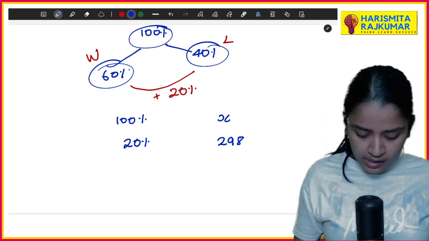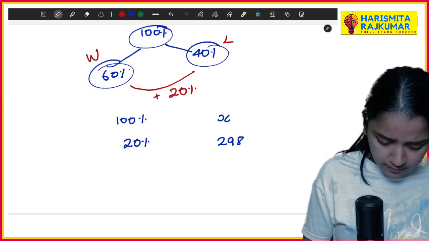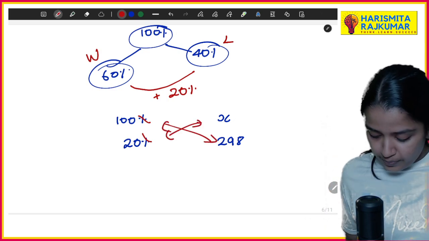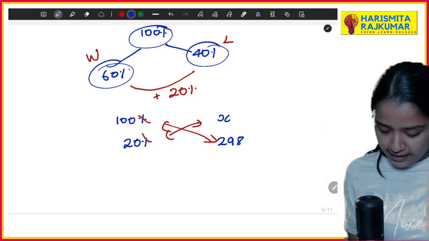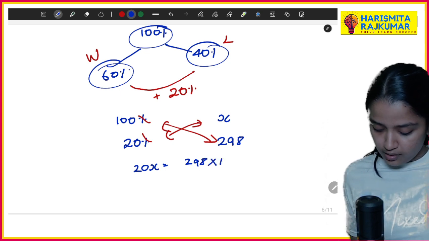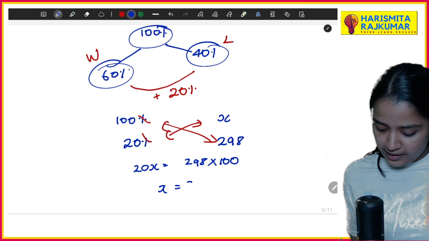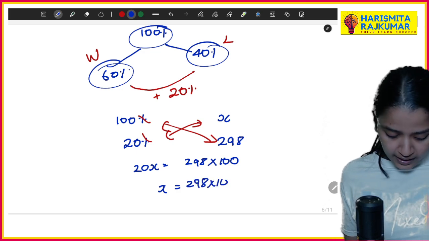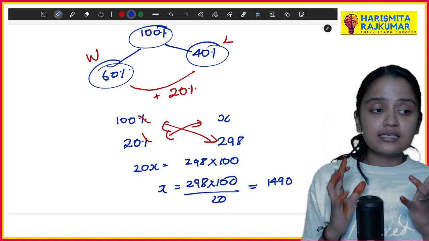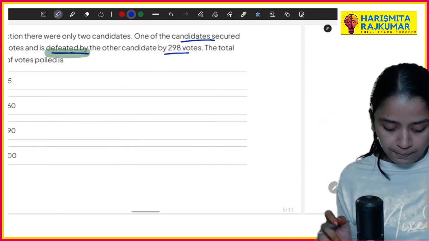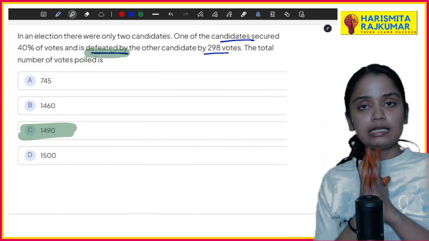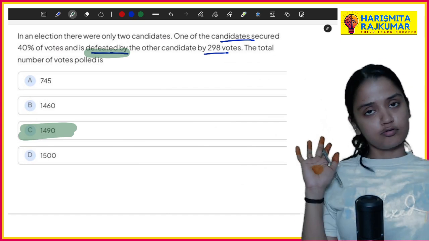Like the previous one, I'm just cancelling this and this and cross multiplying. So basically you will get 20x is equal to 298 into 100. So x will be 298 into 100 by 20. So the final is 1490. So this is your final answer. So 1490 is your final answer. I hope you understood this question.